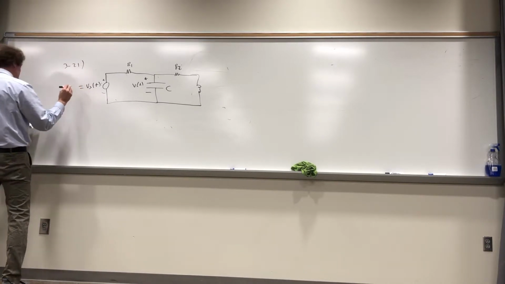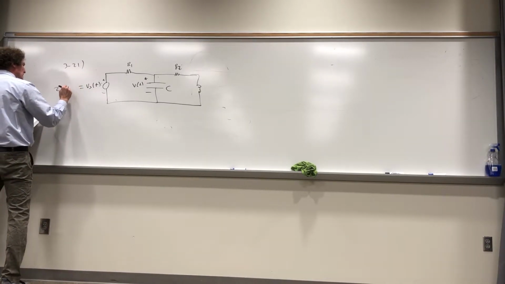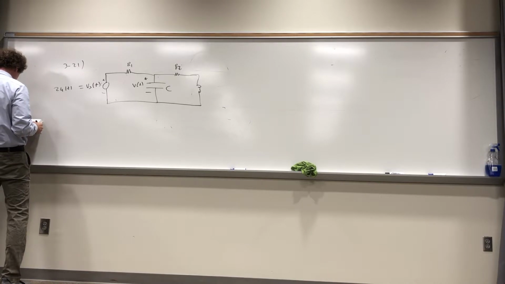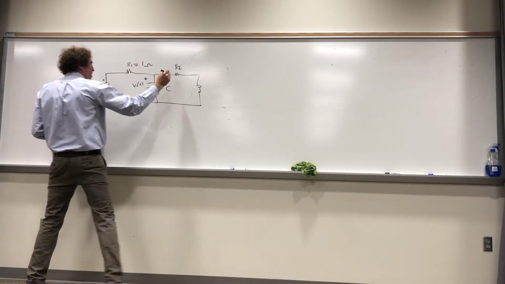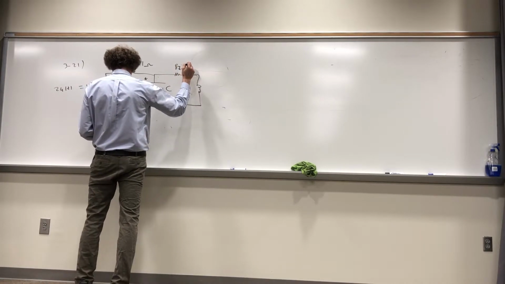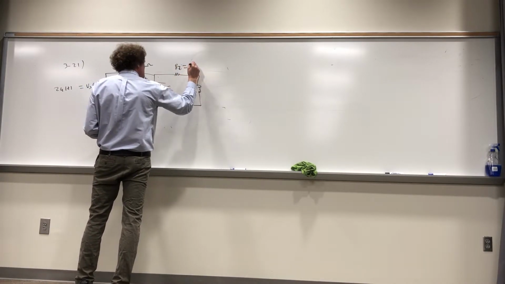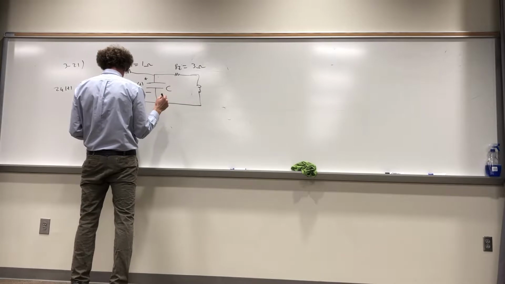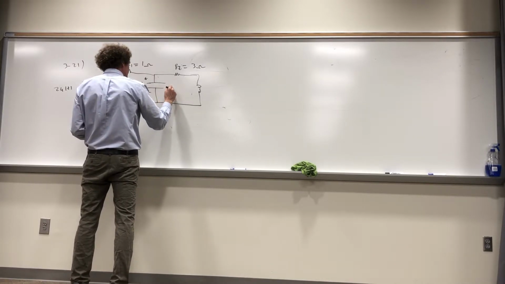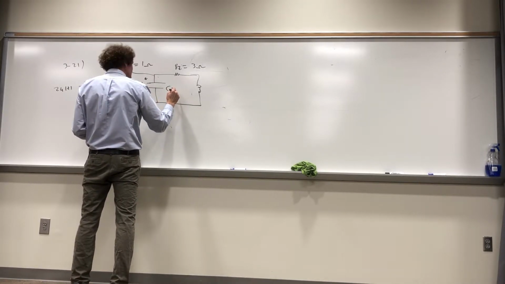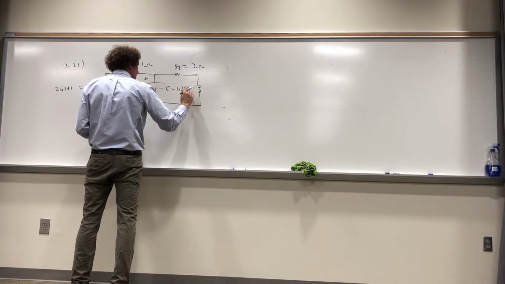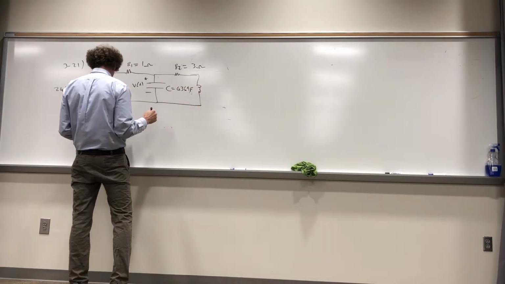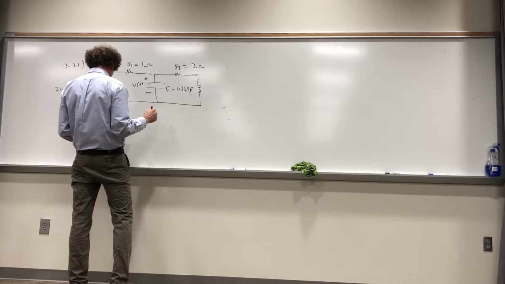And they give you some stuff. Vs of t is 2U of t. R1 is 1 ohm. R2 is equal to 3 ohms. And that capacitor is a crazy value. What is it, 0.369 farads? And the inductor's value is 0.2259.